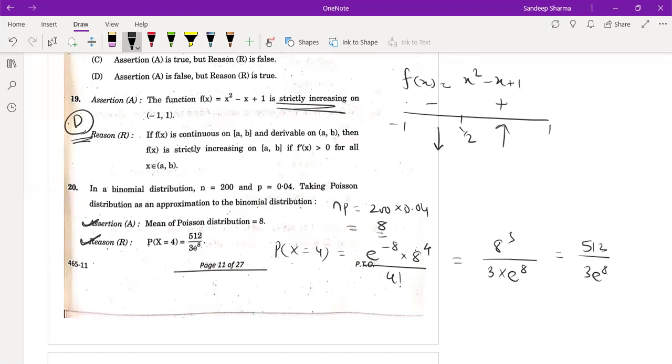But is it a correct explanation? No. Okay. If this was the reason and this was the assertion, then both options A and B would be correct and A would be the correct explanation of R. But it's the opposite thing. So I think we should go with option B here.